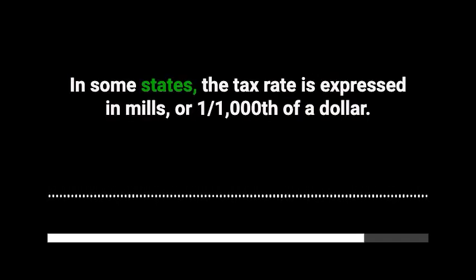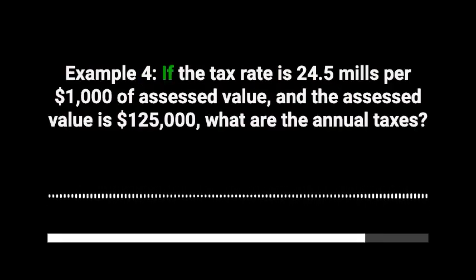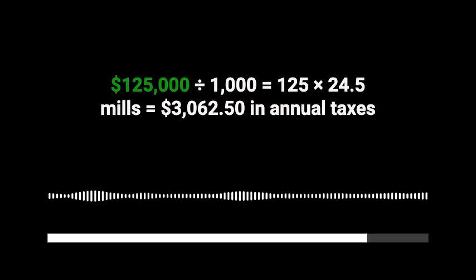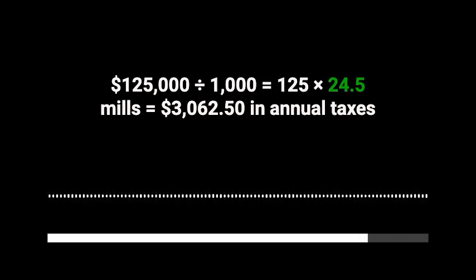In some states, the tax rate is expressed in mils, or 1/1,000th of a dollar. Example 4: if the tax rate is 24.5 mils per $1,000 of assessed value, and the assessed value is $125,000, what are the annual taxes? $125,000 divided by 1,000 equals 125 times 24.5 mils equals $3,062.50 in annual taxes.